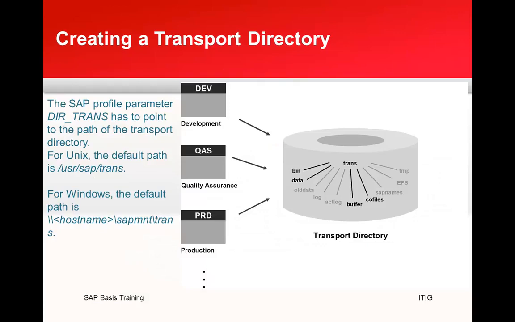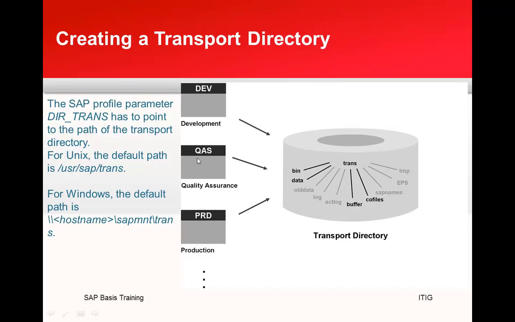So this is showing you a transport directory. In a Unix system you have a transport folder called /usr/sap/trans, and the parameter for that is DIR_TRANS. Here you can see this is the profile parameter, the directory location. In Windows you will see it by this name: // the host name, basically the name of the host, /sapmnt/trans. So this is in a Windows system.